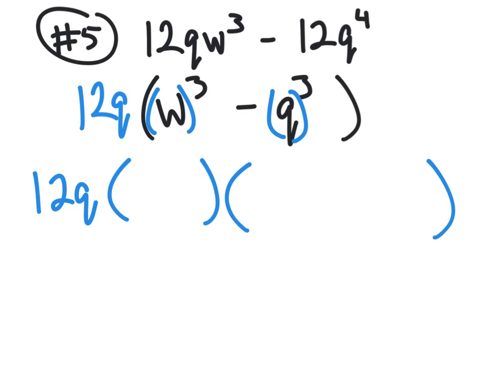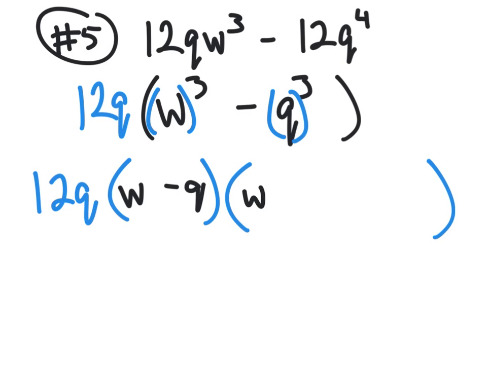So what's the binomial going to be right here, using the difference of two cubes? It's going to be W minus Q. That's easy. If you had a minus sign, it's going to have a minus sign. Whatever term that is, W minus Q. And then you go for your trinomial. What's that first term?